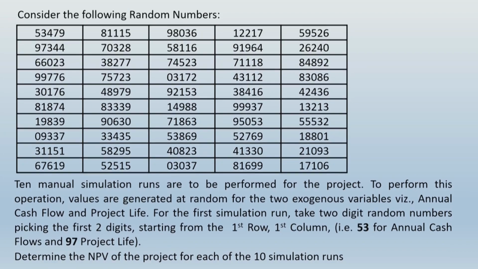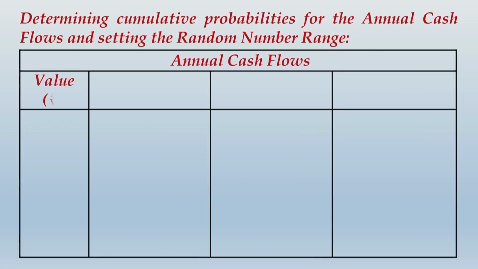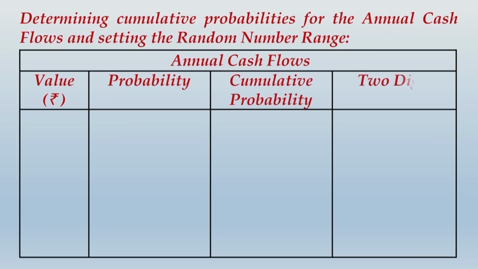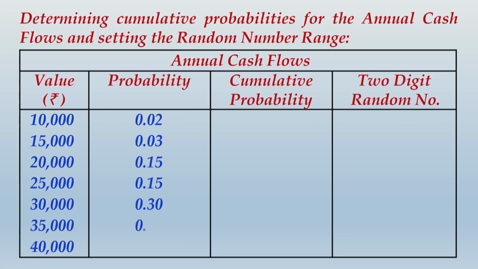So in your solution, let me show you what you need to do. You get started in your solution with determining cumulative probabilities for annual cash flows and setting the random number range. So for annual cash flows, first you copy the amounts of annual cash flows given in the question along with their respective probabilities. Then you take the cumulative probabilities. You know how to take cumulative probabilities.